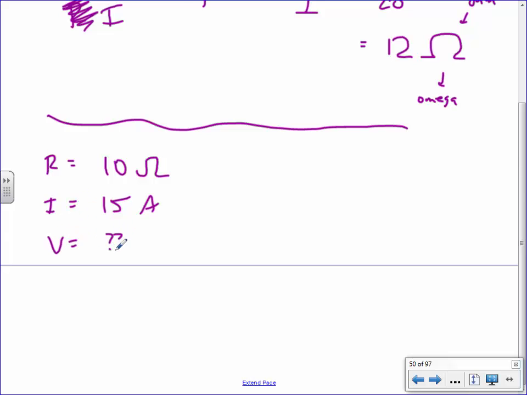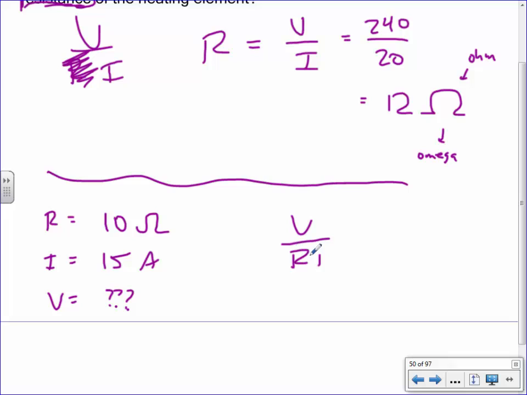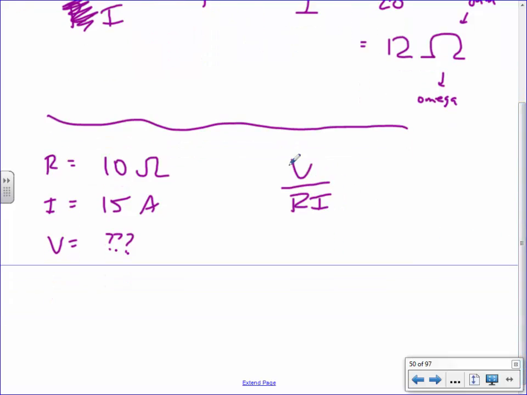If I asked you to solve for the voltage, this is the sort of question I might ask you. I'm going to give you a resistance and a current, find the voltage. So here's how you'd solve this. Again, you need to know your formula. It was V, R, and I. If you're looking for your voltage, then your voltage is your resistance times your current.